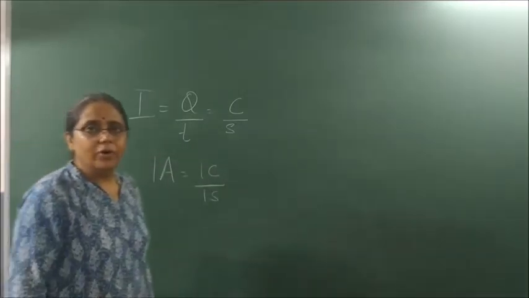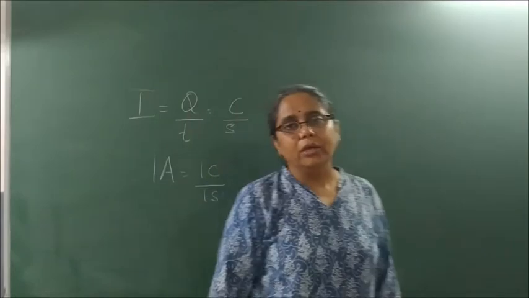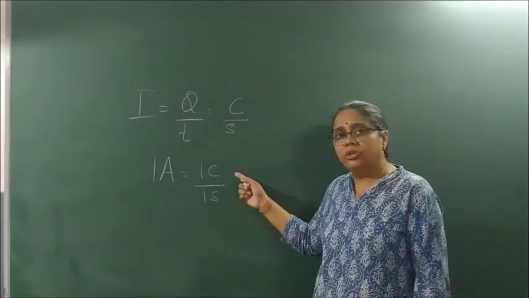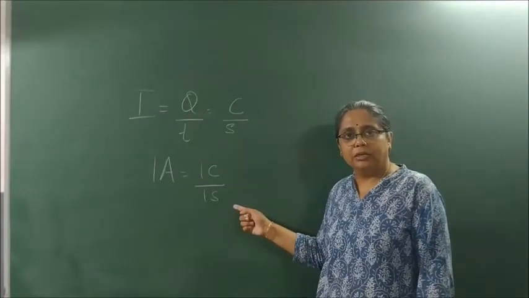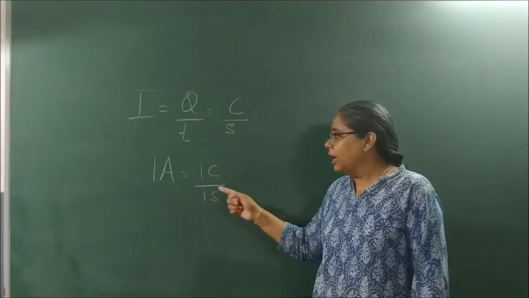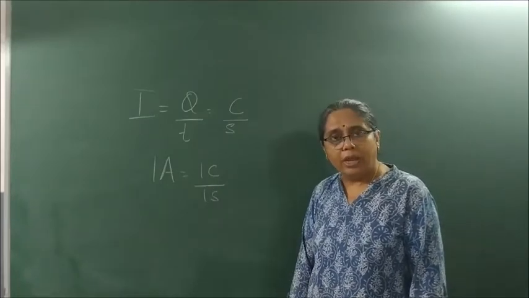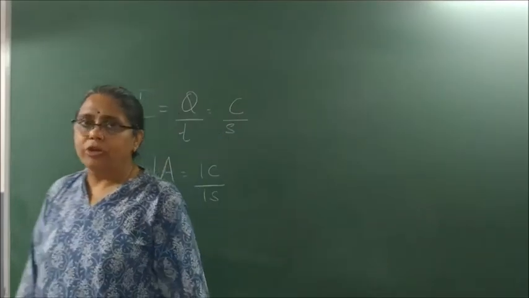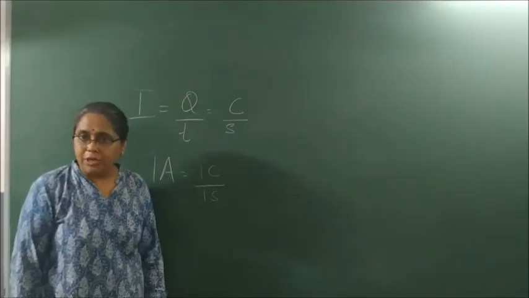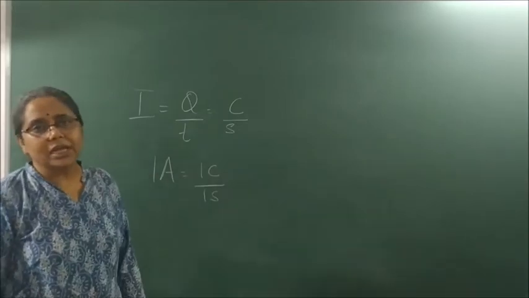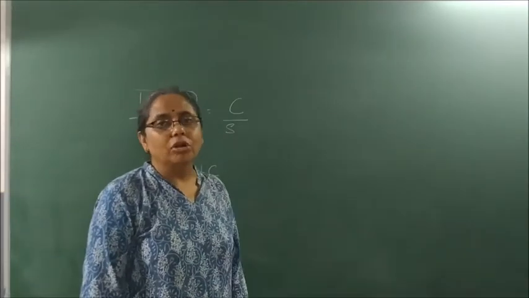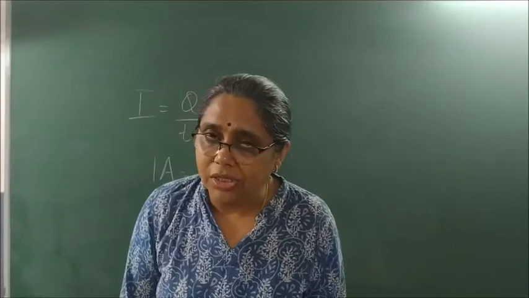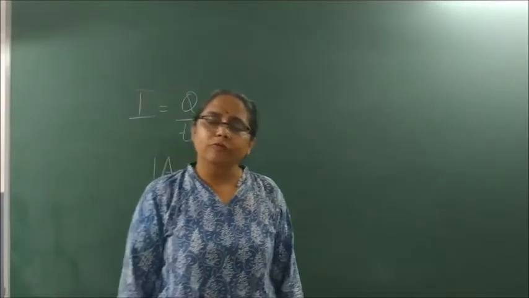How do you define 1 ampere? You say when 1 coulomb of charge flows through a cross section of a conductor in 1 second, it constitutes a current of 1 ampere. We studied that the instrument to measure current is called an ammeter. Ammeter is always connected in series because it is a device of low resistance and more current should flow through it.